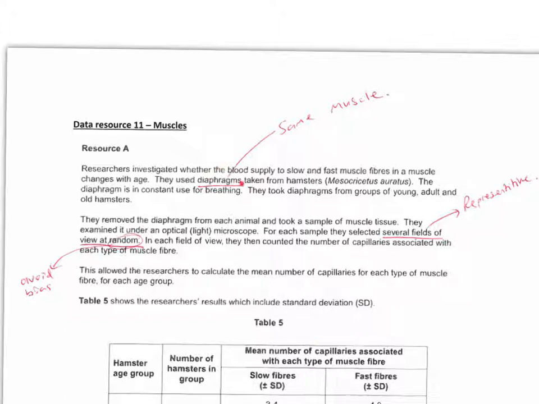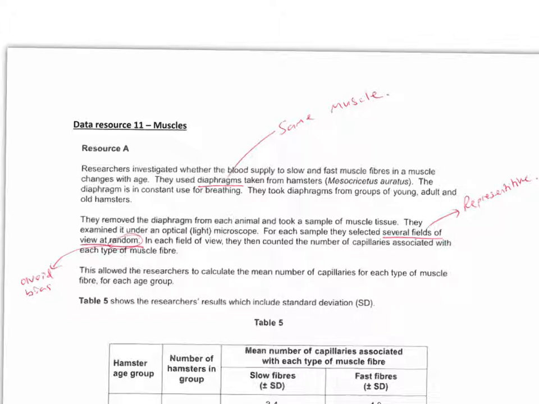So use the same muscle, and that's really important because the different muscles in the body have different proportions of slow and fast muscle fibres, so it wouldn't have been comparable if you'd used different muscles. It was also important that they used several fields of view to make the results representative. It's also important that they chose the fields of view randomly to avoid bias.